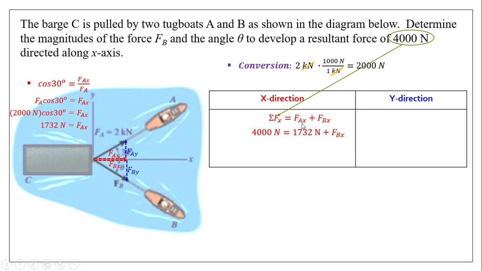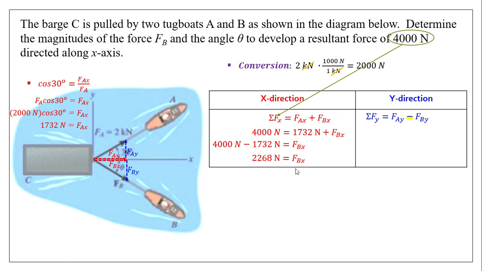But I know FAX now, which I just calculated by simply using geometry. Cosine of the angle 30 gives me 1,732. As you can see here in the statement, the only thing left as unknown is FBX. So to find FBX, I can simply subtract 1,732 newtons on both sides. I'm just going to move the 1,732 to the other side of the equal sign, which changes the sign. If you do 4,000 minus 1,732 newtons, you should get about 2,268. So I know FBX is 2,268 newtons.